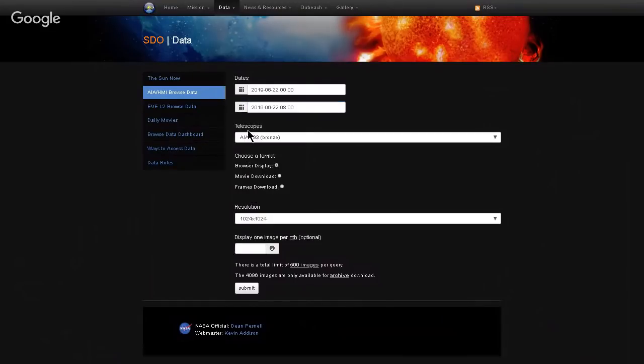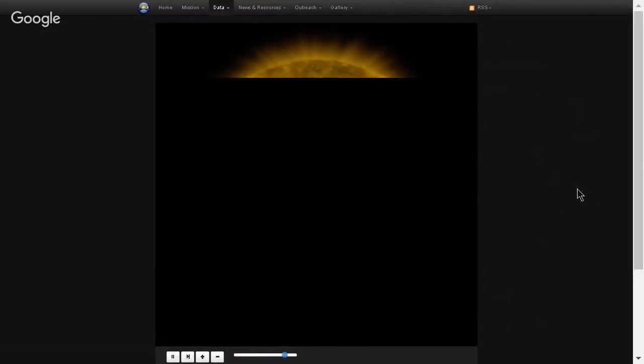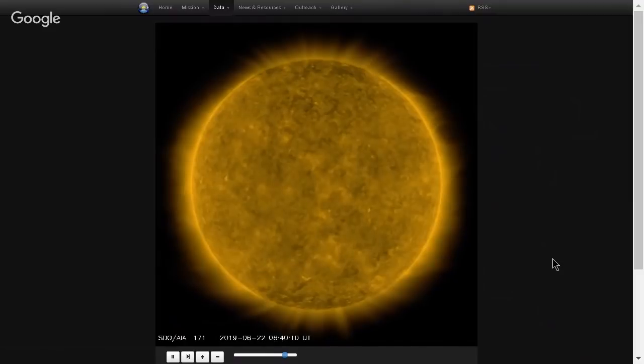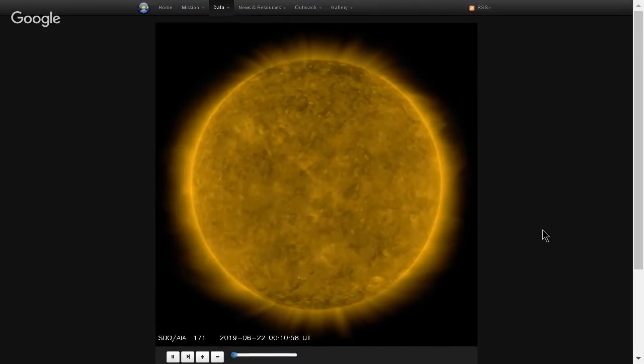We're going to look at another view here. 8 minutes of the sun at 171 angstroms. We do see some filaments. We're going to look at 304 angstroms after this. So stay tuned. There's a lot of stuff to cover. Anyway, there's the view in my favorite wavelength, 171 angstroms.